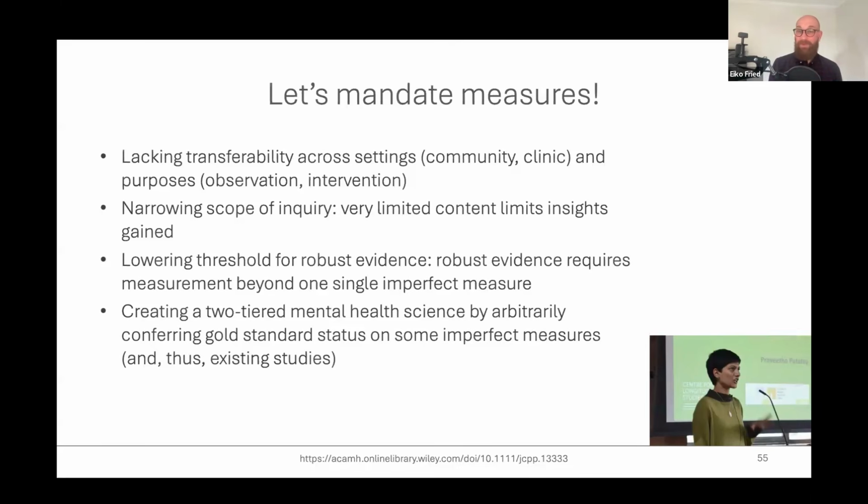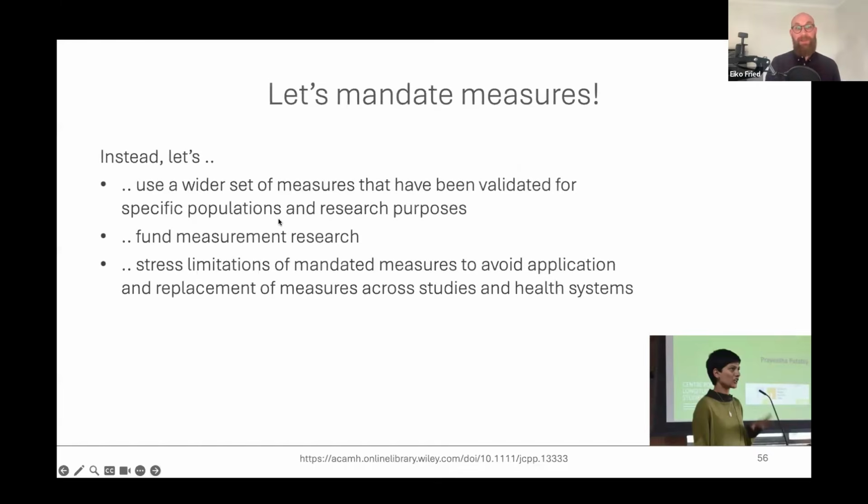So if your treatment outperforms your placebo group and you show this in 3 different measures of depression that have low correlation with each other, consider me convinced. In terms of measurement anyway. So I think I would much rather use multiple bad measures than one bad measure. I'm gonna skip the last one. So instead, let's use a wider set of measures that have been validated for specific populations and research purposes.